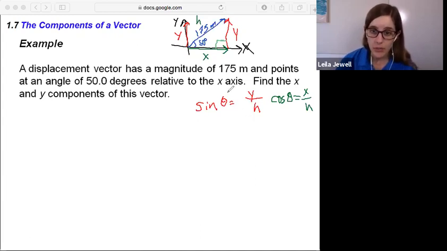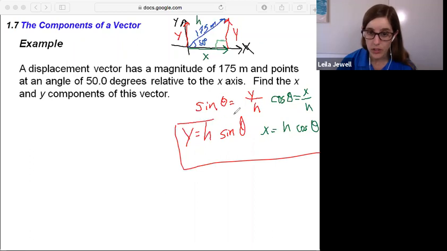Now the reason I left it in terms of the angle theta and the hypotenuse is this now gives you actually general equations that will work for your x and y components. As long as your angle is defined relative to the horizontal, to the x-axis, then you can solve for x by multiplying that hypotenuse by both sides. So x is equal to h times cosine of theta. And you can find y in the same way by multiplying the h across. I'm just flipping the order here. So y is equal to h times sine of theta. So these are two great equations to keep in mind.